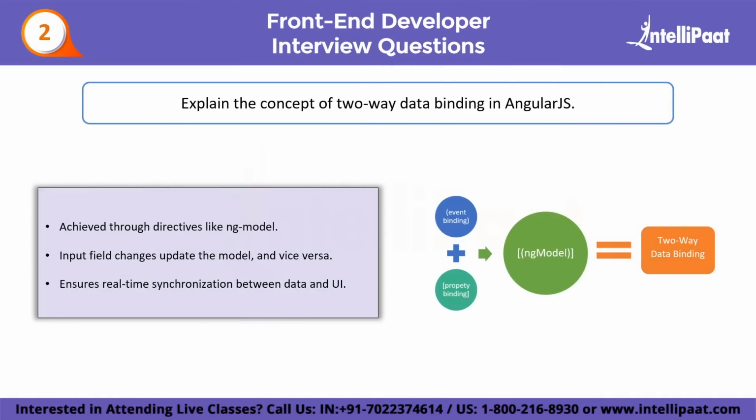Moving on to our next question. Explain the concept of two-way data binding in AngularJS. The answer to this question is, two-way data binding in AngularJS means that changes in the model, the JavaScript variables, automatically update the view, which is the HTML, and vice versa. It's achieved using directives like ngModel. For example, when you change an input field, the corresponding model value is updated, and when the model changes, the input field's value is updated as well.